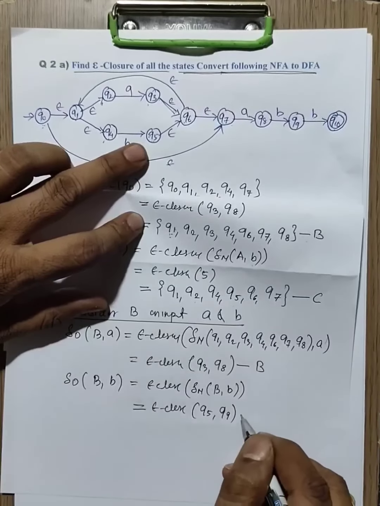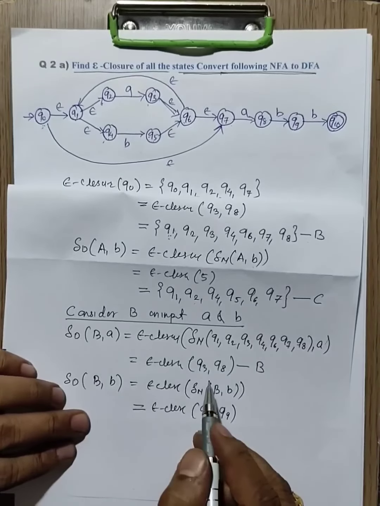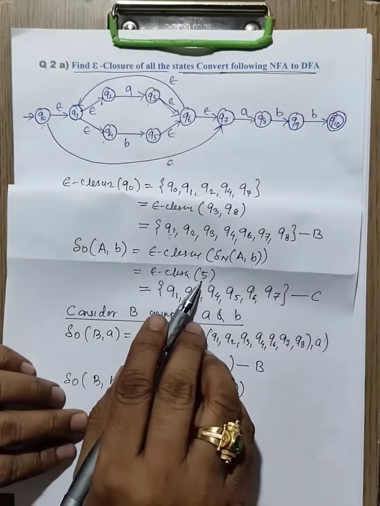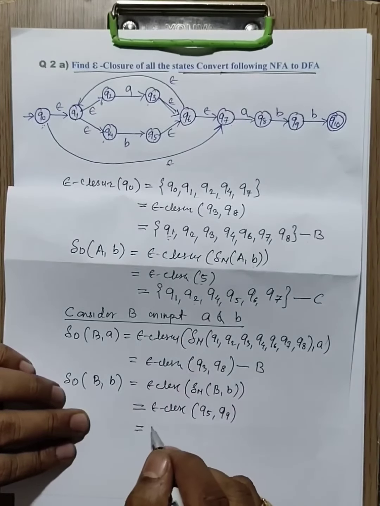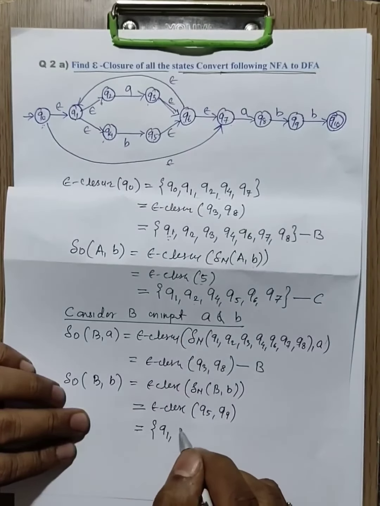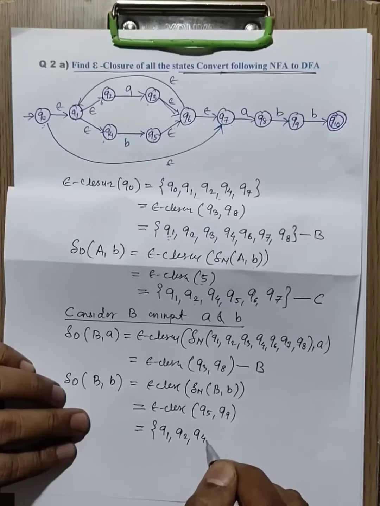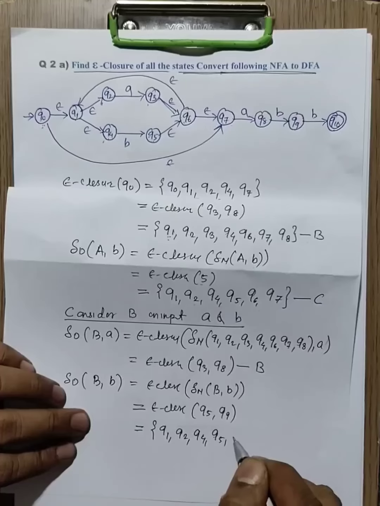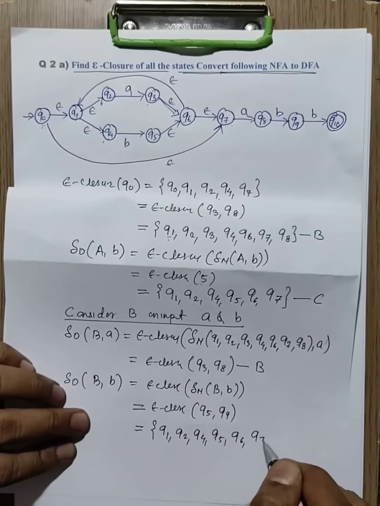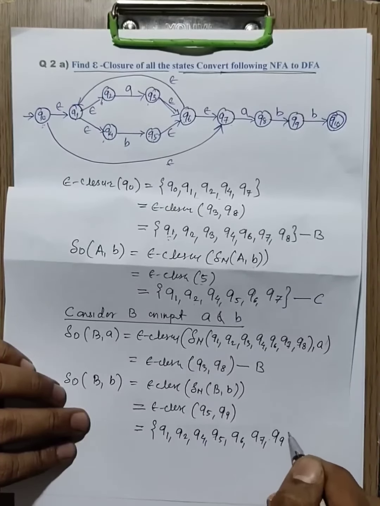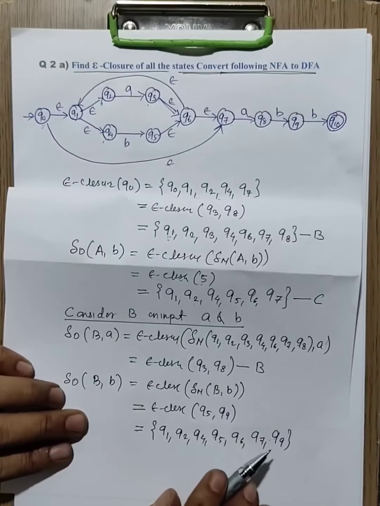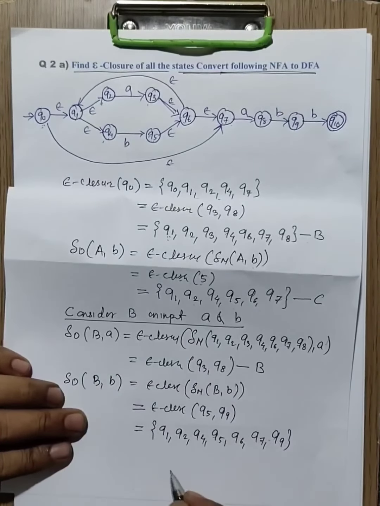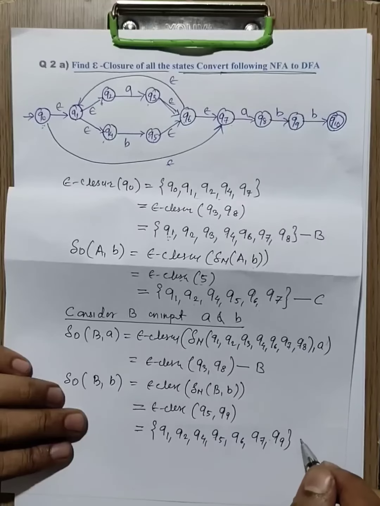Q5, Q9. Epsilon closure of Q5 is already done up to Q7, and epsilon closure of Q9 is Q9 itself. So Q1, Q2, Q4, Q5, Q6, Q7, then Q9. Epsilon closure of Q5 plus epsilon closure of Q9, and this is a new state. For this you can assign D. C is over.